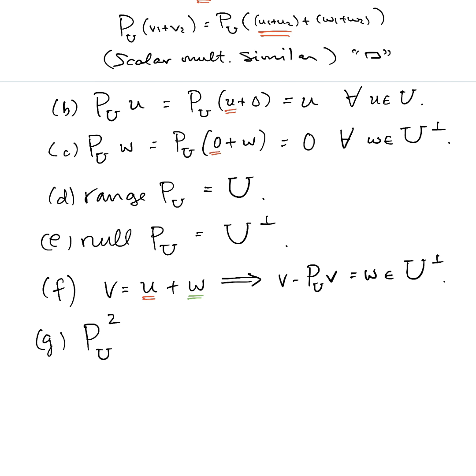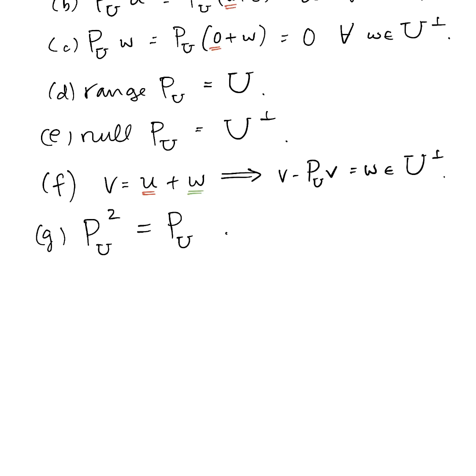So if you project and then project again, no additional action takes place. So P_U squared, doing the operator twice in a row, that's the same as just doing the operator once. So that's just a straightforward fact from the definition. Projecting over and over again, it's over after the first time. Everything's in U, and then nothing happens after that. Cool. Oh my gosh, how many of these are there?